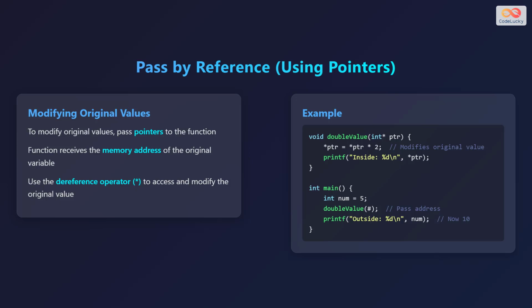Examine this example. The function double value now takes a pointer to an integer as an argument. Inside the function, the value at the memory address pointed to by ptr is doubled. In the main function, when calling double value, we pass the address of number using the ampersand symbol. This allows the function to modify the original value of number. As a result, the output will show that inside the function the value is doubled, and outside the function, number is also updated to 10.